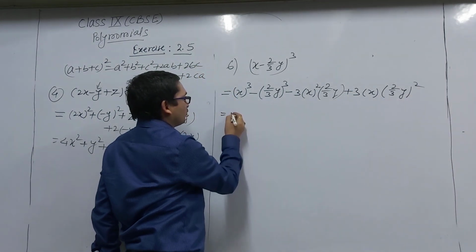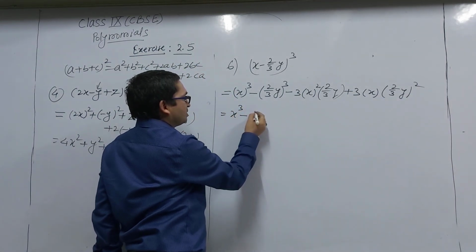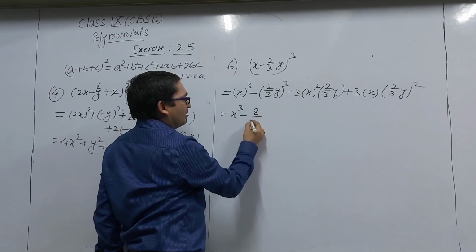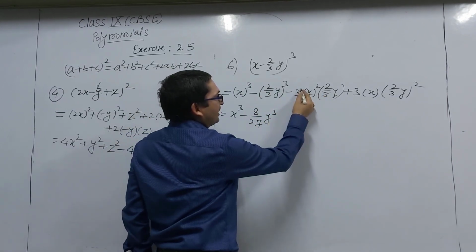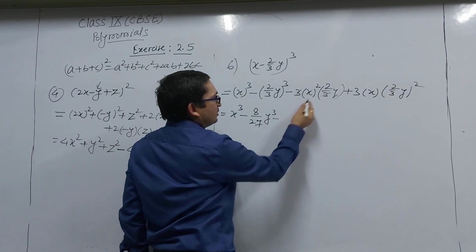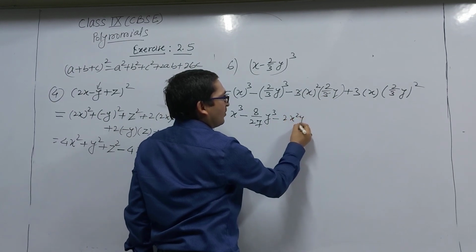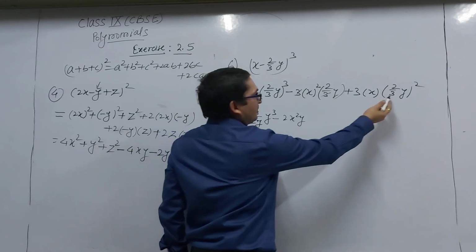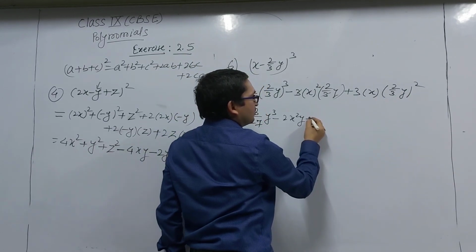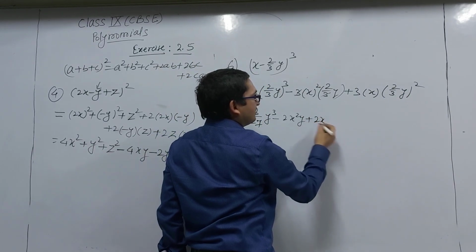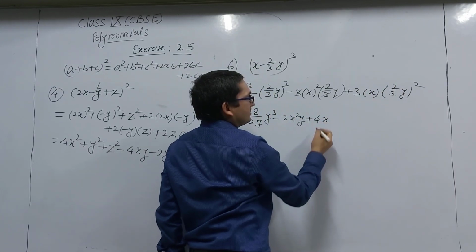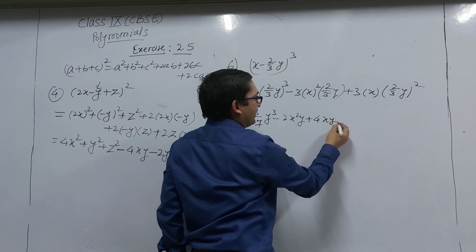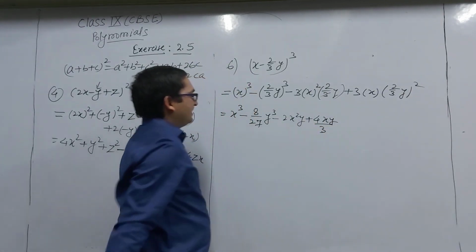Now we can just open it. x cube minus 8 upon 27 y cube, since 2 cube is 8. Now this 3 and 3 get cancelled. Minus 2x square y. Now again 3 here, 9, so plus 4xy upon 3. This is the answer.